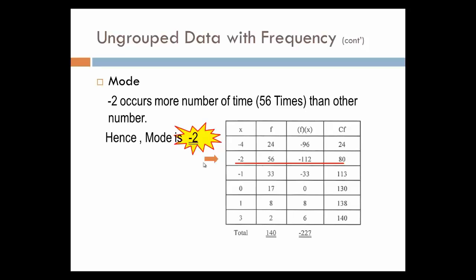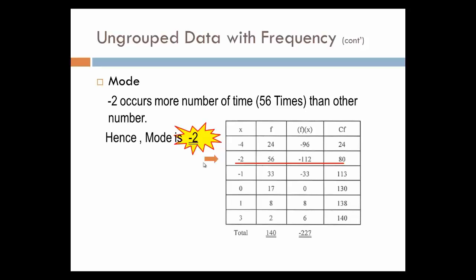Therefore, the mode will be, you just look at the f column. That is, f is the number of persons. Like in the first row, we have 24 persons who made -4. In the second row, we have 56 persons. That is the most number of persons. So that makes the mode to be -2.